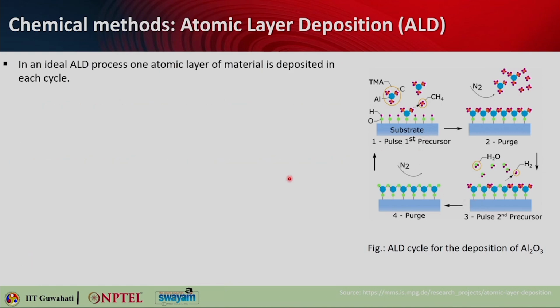So, in an ideal ALD process, one atomic layer of material is deposited in each cycle. That is what it does. So, you can actually precisely control the thickness of the films using this particular method. The number of cycles will then determine the overall thickness of the film.